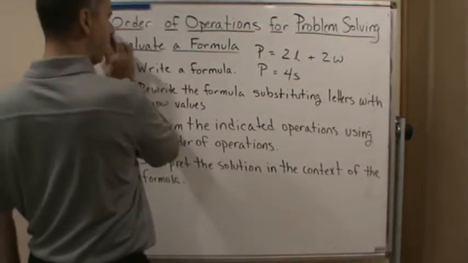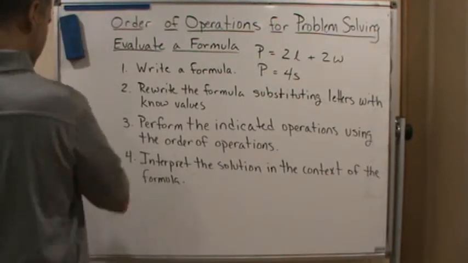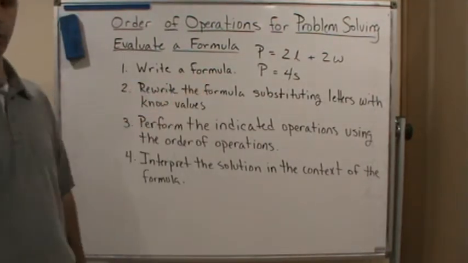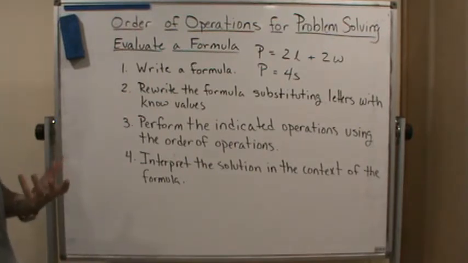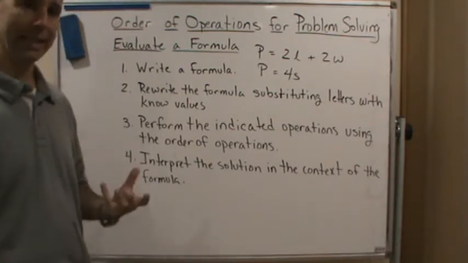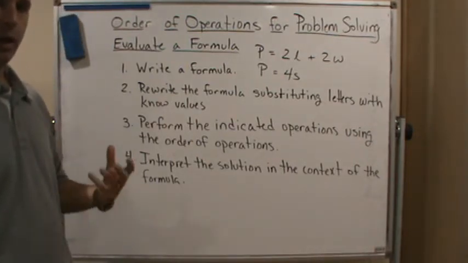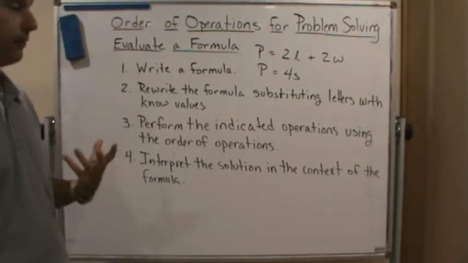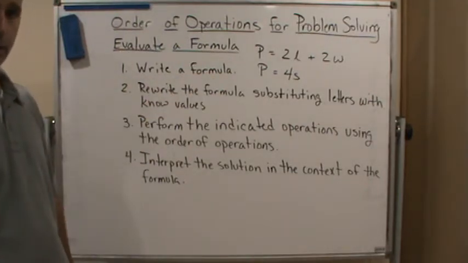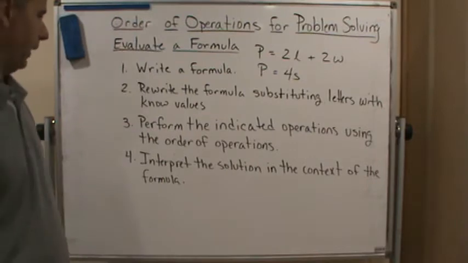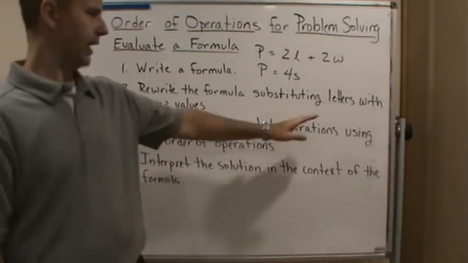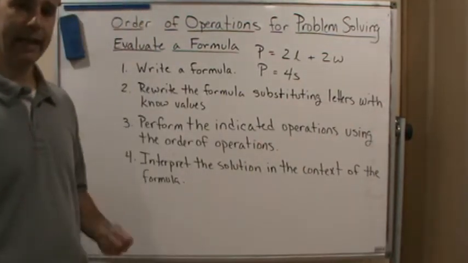So how do we evaluate a formula? Well, here are the steps. First of all, you've got to write a formula in order to evaluate it. So you take the context of the problem, read the problem carefully, and decide what it is that they want you to find, and then write a formula for that unknown. Then two, you're going to rewrite the formula substituting the letters with any known value.